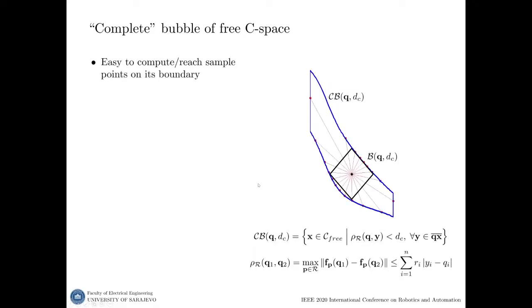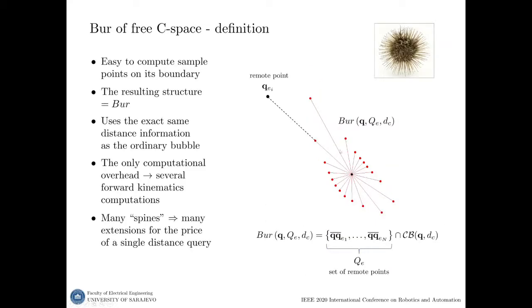Fortunately, though, it's relatively easy to generate samples on its boundary, or more importantly, to compute the local paths, which are straight lines connecting the origin of the bubble with an arbitrary sample on the boundary. Such paths are collision-free by construction. The resulting structure, consisting of straight-line local paths, is named the Burr of free CSpace. The name Burr stems from the resemblance to the spiky flower of burdock plant.